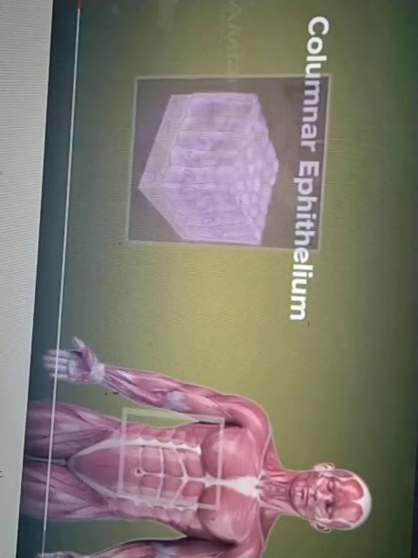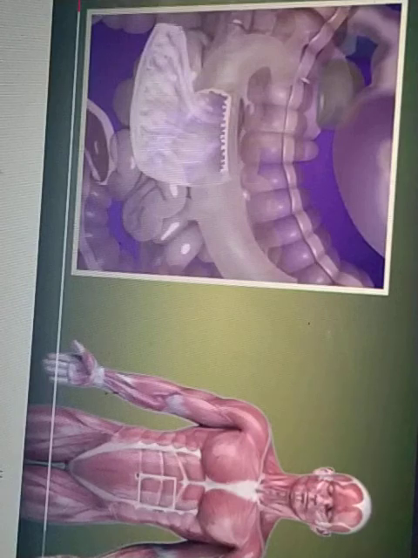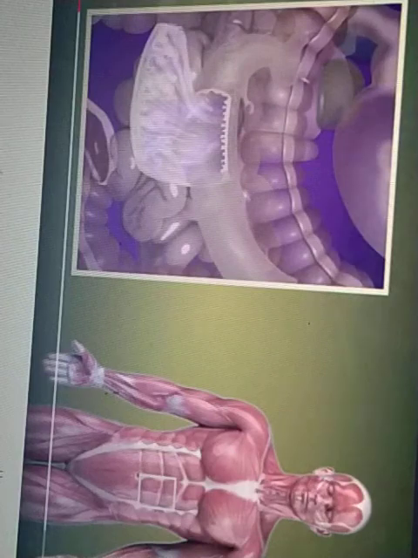Now let's discuss the columnar epithelial tissue. Columnar epithelial tissue has pillar-like cells and the nucleus is present towards the base. You can find columnar epithelial tissue in the intestine, gallbladder and stomach. The function of the columnar epithelial tissue is secretion of juices in the body and absorption of food.